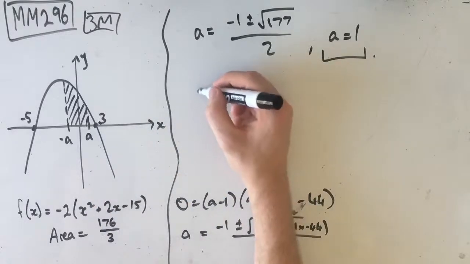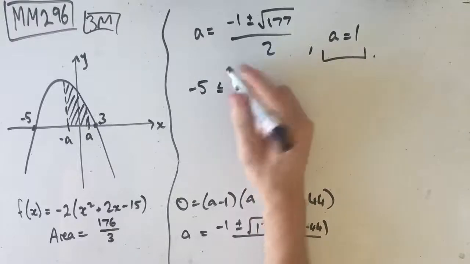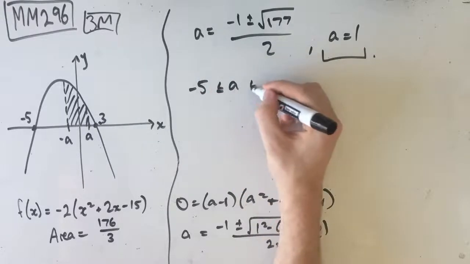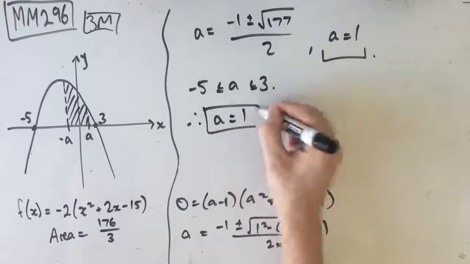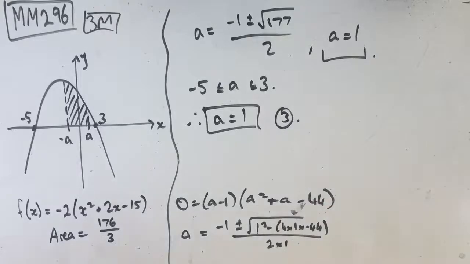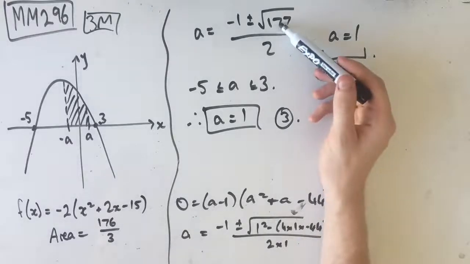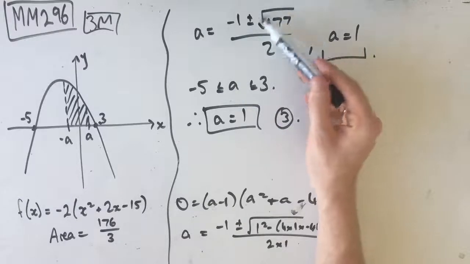So, -5 less than a less than 3. Therefore, a is equal to 1. So a is equal to 1, guys. That's our third and final mark for this question. It should be kind of clear that this isn't between -5 and 3, just because this is such a big number.